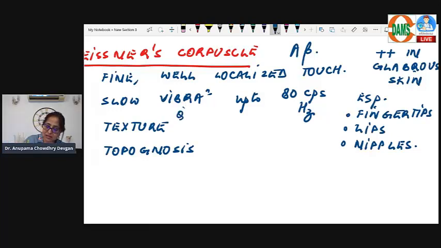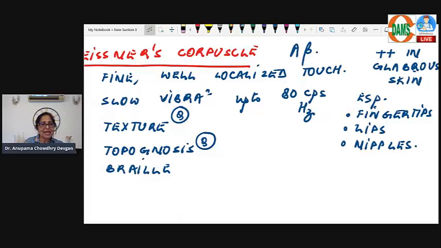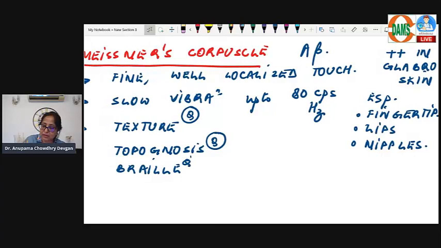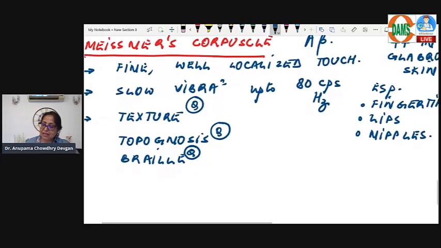These questions have been asked for texture, for topognosis, and even in Braille. What is Braille? Braille is a script for the visually challenged. There are elevations and depressions present on a piece of paper, and they use their fingertips to read. That is called Braille. And Meissner's corpuscles, which are located in the fingertips, help these people to read. Right? So this is Braille, Meissner's corpuscle.